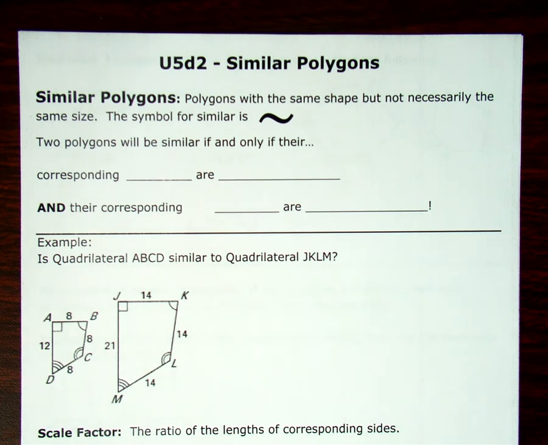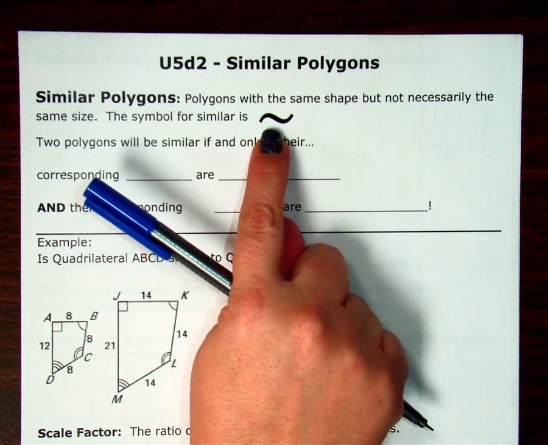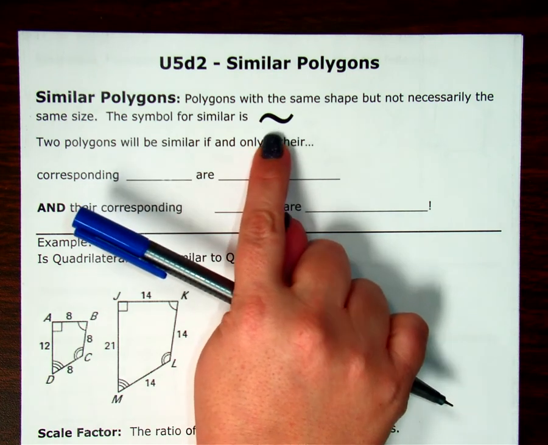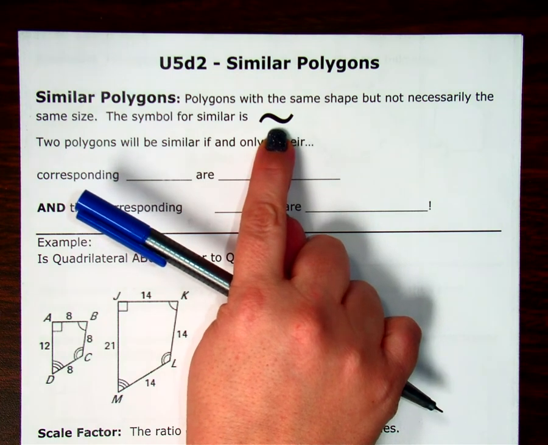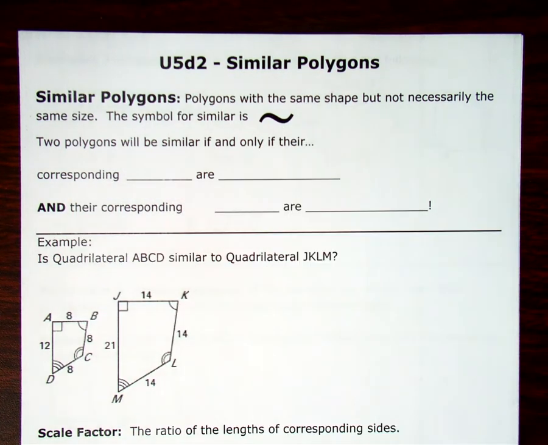Today we're going to look at Unit 5, Day 2, similar polygons. Similar polygons are polygons with the same shape, but not necessarily the same size. The symbol we use is kind of like the congruent symbol without the equals underneath it. It's just the squiggle part, and that tells us that we have similar shapes. So one's going to be small, one's going to be big, but the same shape.